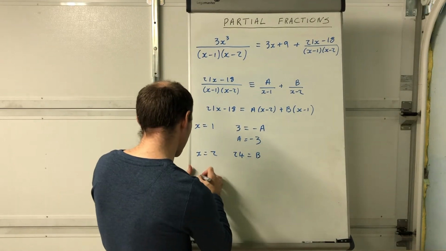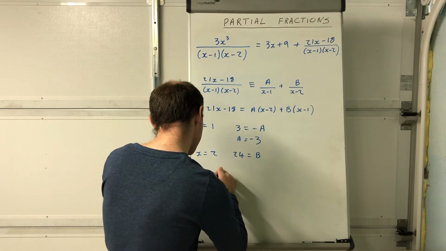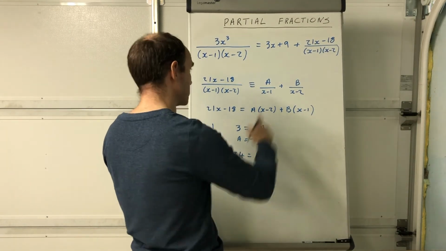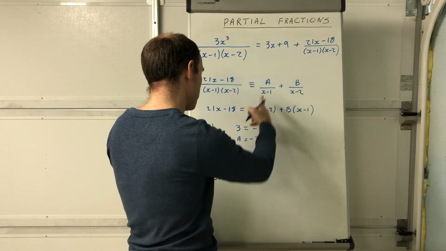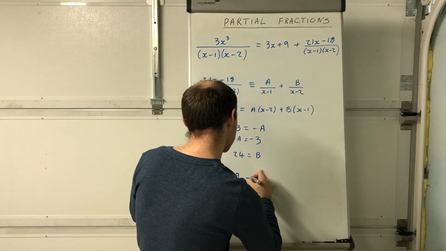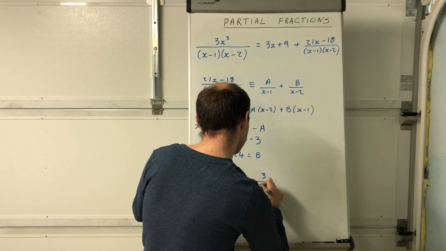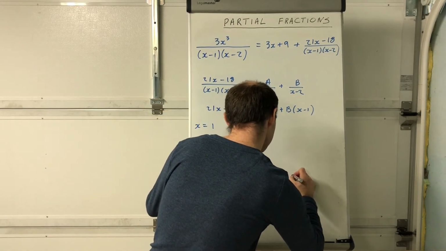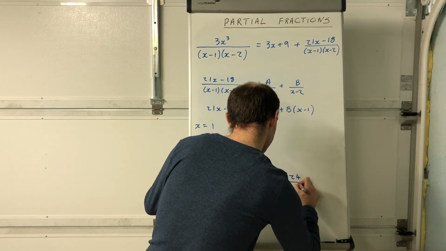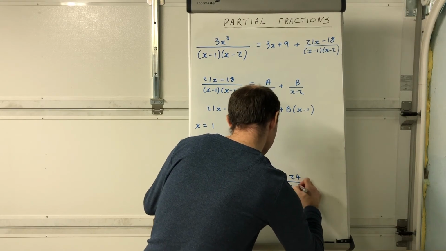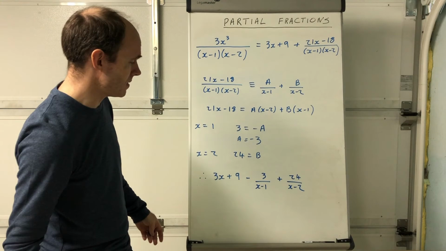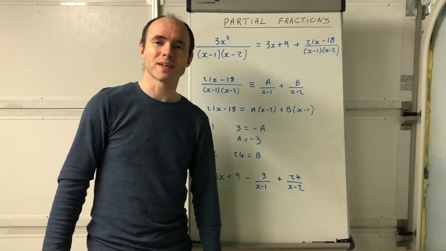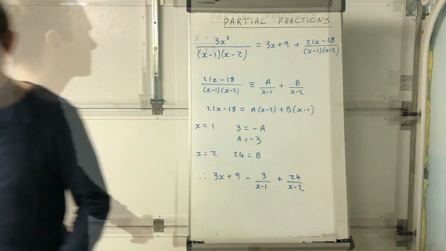Okay. So our answer then is 3x plus 9. And then the partial fraction bit that I did, subtract 3 over x minus 1 plus 24 over x minus 2. Okay, and that's it. Job done. Hope you found that useful. Okay, I'll see you again.